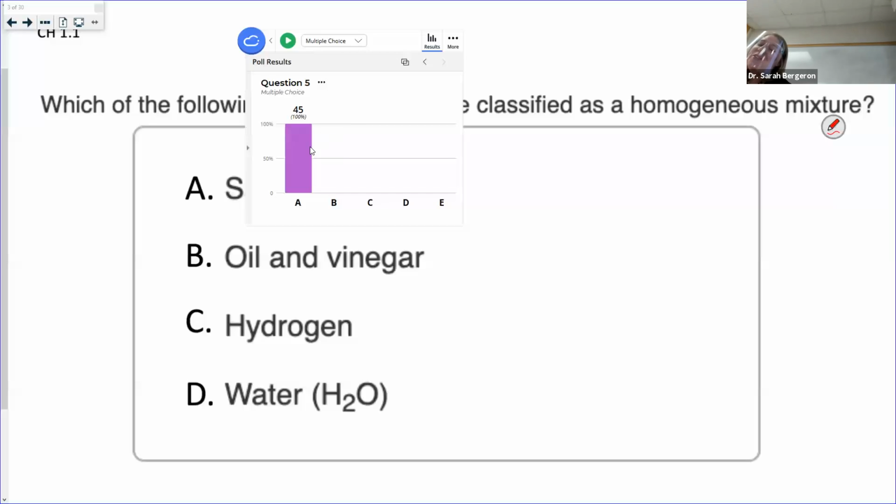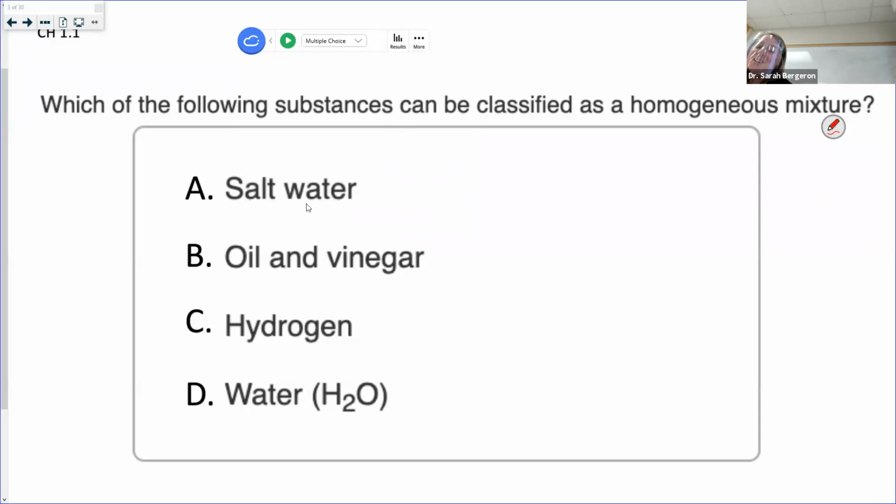So let's look at it. Wow, that's awesome. 100%. So we grade that as A. And look at that, up from 82%. Yeah, 82%, that's a great starting point. That's awesome. Very nice, y'all. Very, very nice. Okay. So salt water, y'all said was a homogeneous mixture. Why? What is a homogeneous mixture? It's the same throughout.